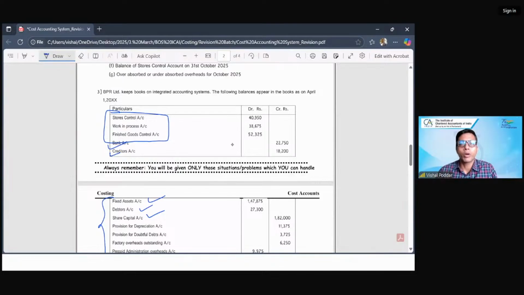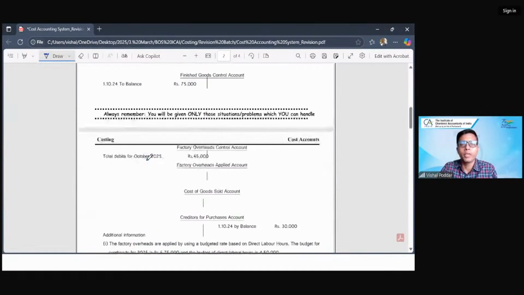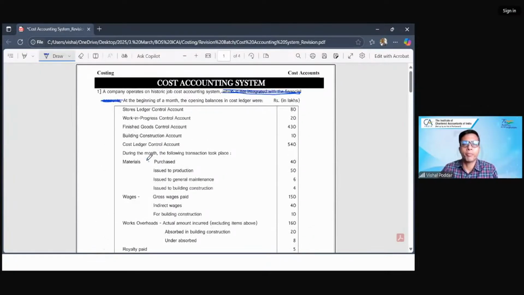This will be present in both sets because that is required. But for completing the double entry, we need the assets and liabilities accounts from where we can complete our double entry. Now, in case of integrated, you will have these balances. Whereas in a non-integrated accounting sum, either they will give you the balance of the CLC account or the GLA account, or even if it is not given, because many times it is purposely not given so that you can identify it yourself.